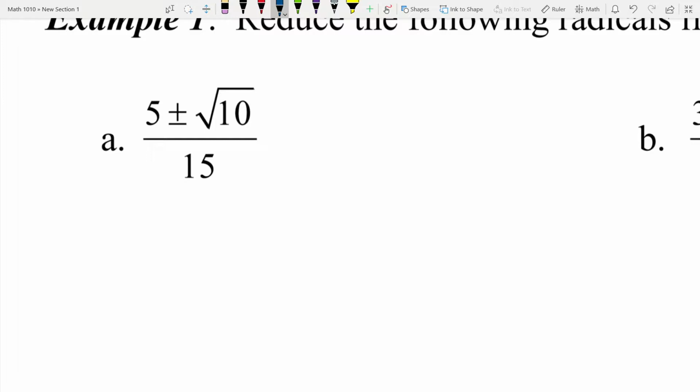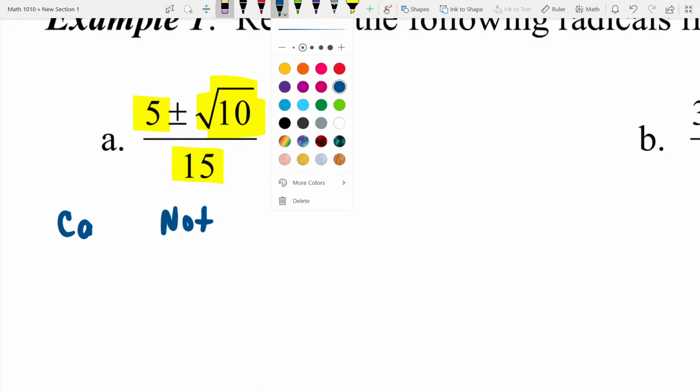Okay, question A. When you do this, the first thing you do is you take that 10 and you try to pull out pairs. If I break down 10, I get 2 and 5, no pairs. So then I say, here's a person, here's a person, here's a person. Can I divide 5 into all of those numbers, yes or no? No. Why not? The 10 is in and not out, okay? So that you can't reduce it, okay? So cannot reduce, that's what I'm going to say.